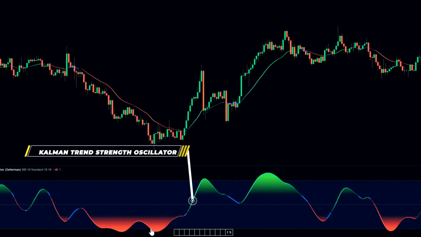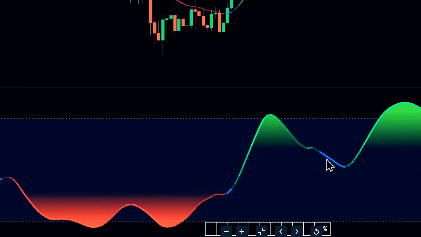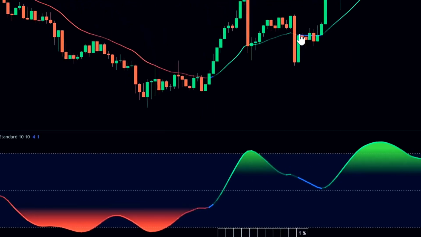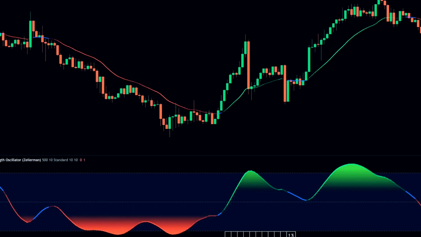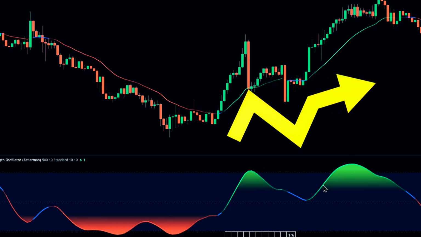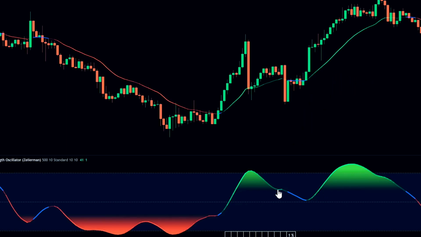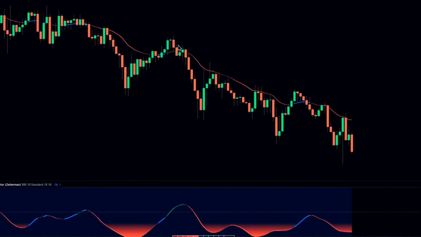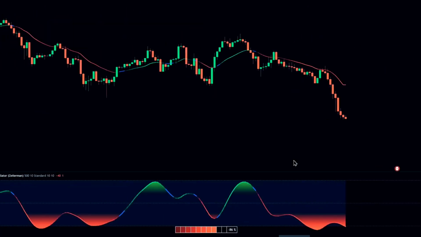You'll notice a line that changes color between green, red, and occasionally blue. The blue color signals potential pullbacks or reversals. For instance, when the oscillator is above the zero line, indicating a bullish trend, but turns blue briefly before going green again, it signals a pullback. Similarly, in a bearish trend below the zero line, blue indicates a potential pullback during the downtrend. This is mirrored on the chart by the trend ribbon, making it easy to spot opportunities.